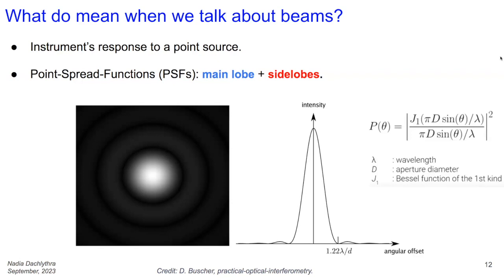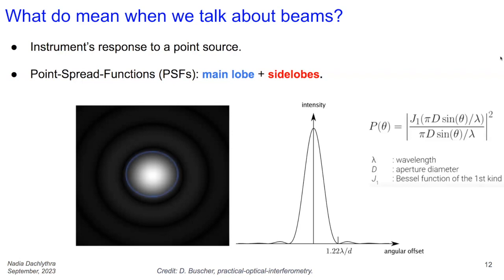If we have a circular aperture in a telescope, which is a very common case for these big experiments, then the resulting pattern will look a little bit like this. This is what we call an Airy pattern. It can be described by an analytical expression that relies on the Bessel functions of the first kind as a basis.